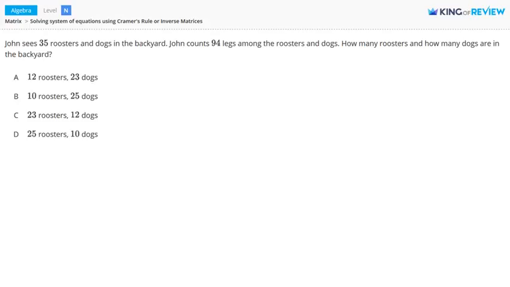John sees 35 roosters and dogs in the backyard. John counts 94 legs among the roosters and dogs. How many roosters and how many dogs are in the backyard?